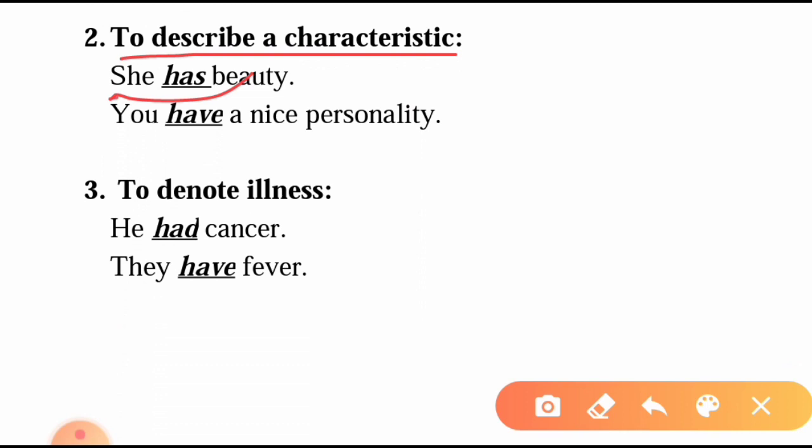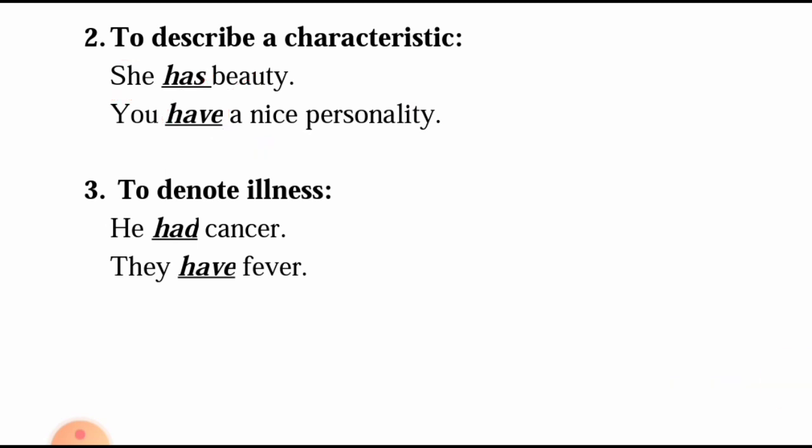So now here you are showing and describing the characteristics. Another example, you have a nice personality. So here nice personality, it is describing the characteristics of you in this sentence. But for that, you have to use verb to have here, which is have. So this is the second point.